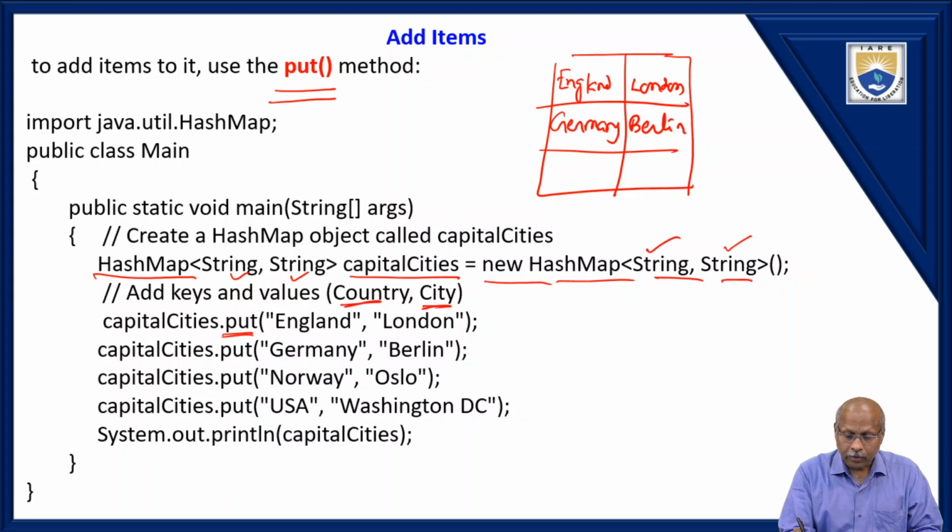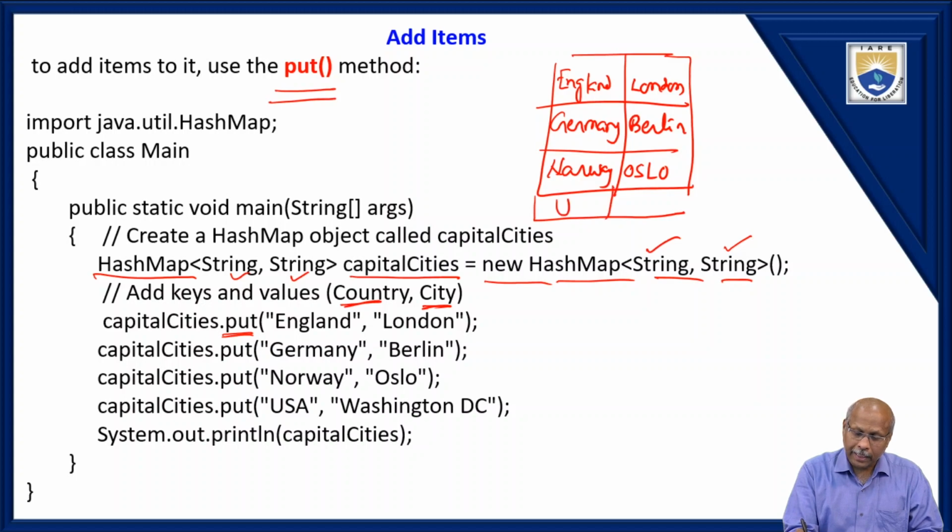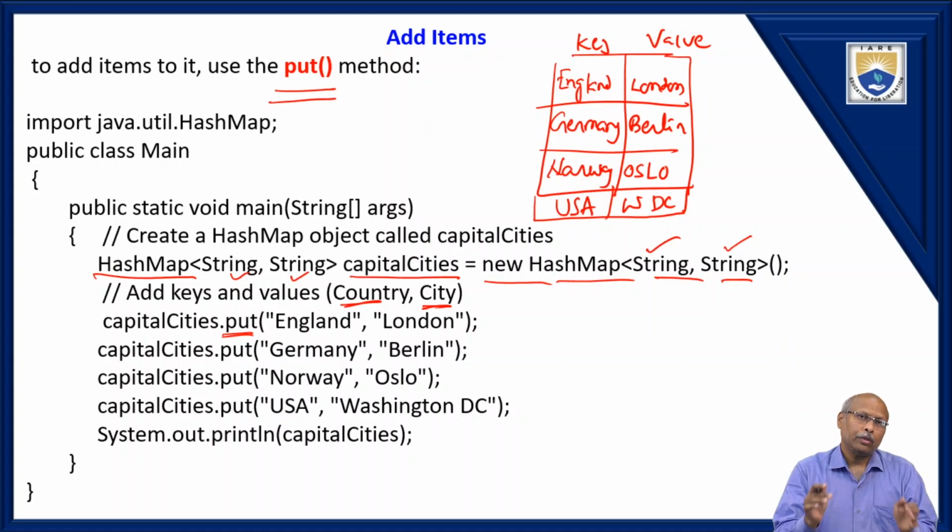Similarly, Norway. Norway is the name of the country, and the city name is Oslo. O-S-L-O. So if I give Norway as a key, I will get Oslo as the answer. Similarly, USA. USA is the key and Washington DC is my value. So this is the way it stores internally. So this is my key, this is my value, key value pair. So this is my capital city hash map. So the name of the country as well as the capital cities, everything is stored here.